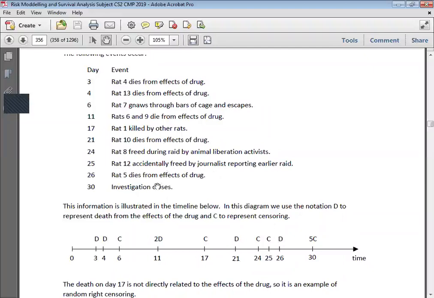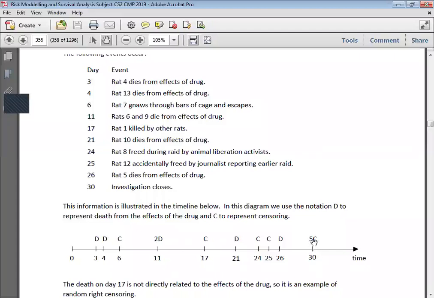And here the investigation closes. So now what's happening is, this is the kind of thing that we studied previously, right? Right censoring. So here, all the rats that do not die or do not escape, so basically to be exhaustive, all the rats that do not die or do not get censored at the end of the study anyways.